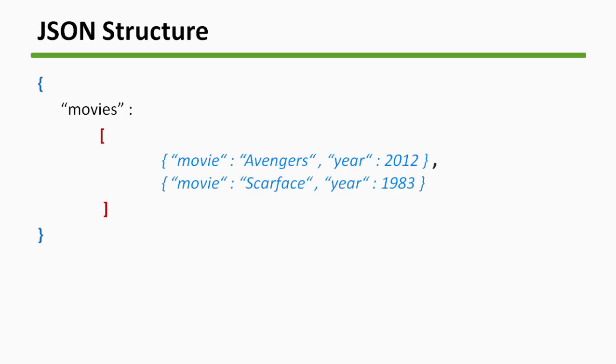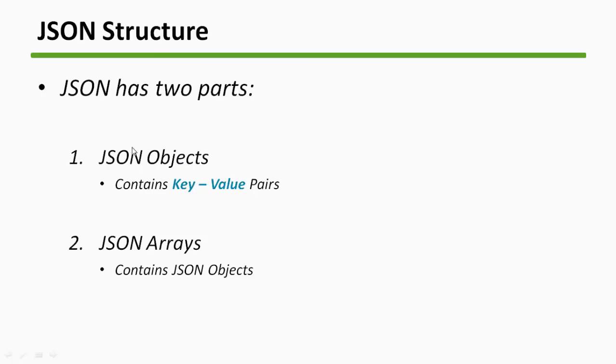This is one example of JSON. So it looks different right now. What we have here is an array of movies, and inside it we have objects. These are the objects: movie, Avengers, year 2012. This is how the JSON structure will look like. We will get back to this after reading a couple of more slides.